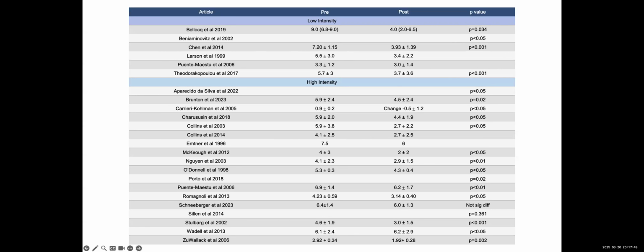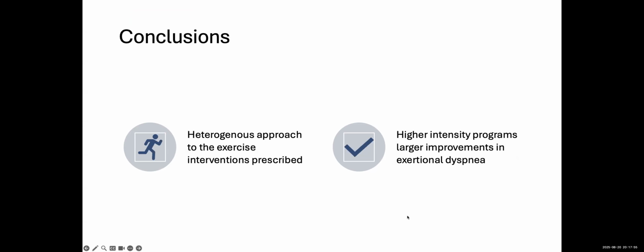Now, all of these studies did report it on the modified Borg scale. So to conclude, there is significant heterogeneity, as we'll know, in the approach of our exercise interventions, but we did find that the higher intensity programs, regardless of the exercise modality and length of time, did yield the largest improvement in exertional breathlessness.